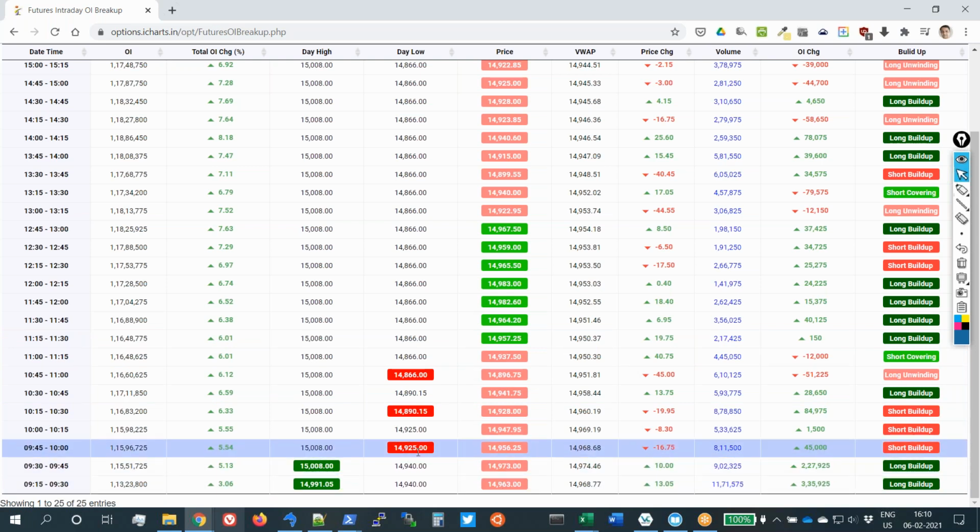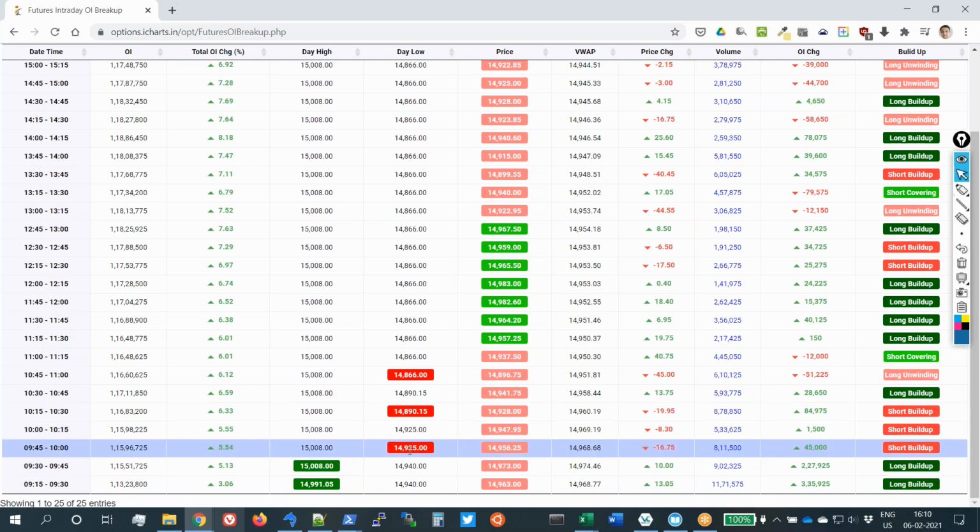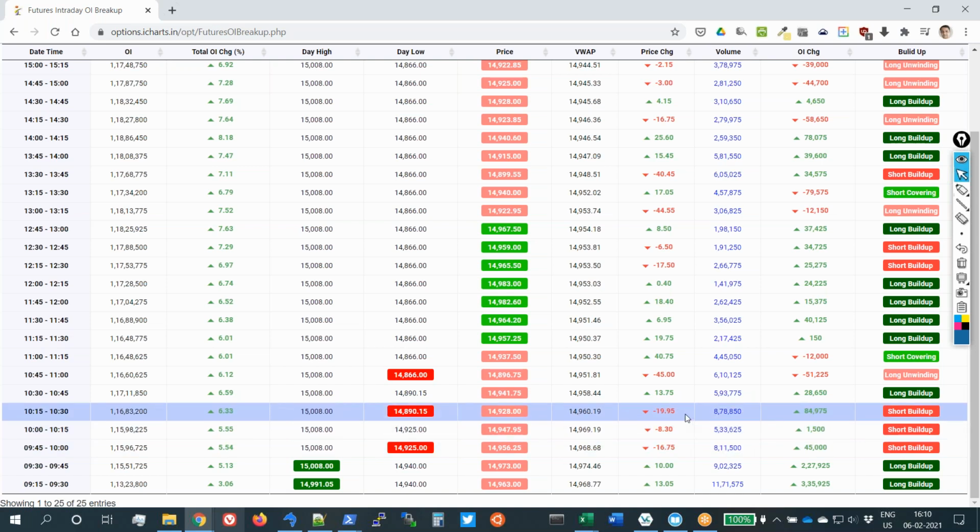This particular red is below VWAP, and this has hit a new day low. But as I said, the short build-up is not, I mean, the OI is not saying that it is really a great short at this point, because the OI change is very less. So one would be cautious, and one would not just see that it is at day low. It has hit a day low 45 minutes after market open, and maybe it's a good sell or so. No, it is not, because OI is not supporting.